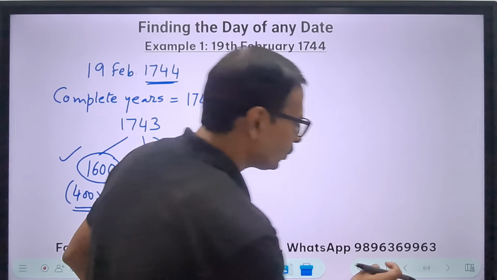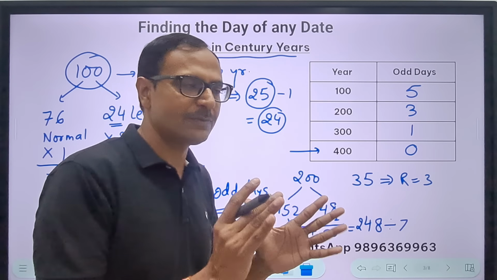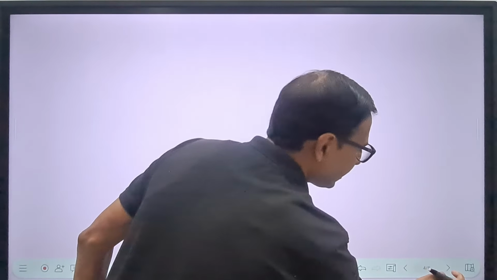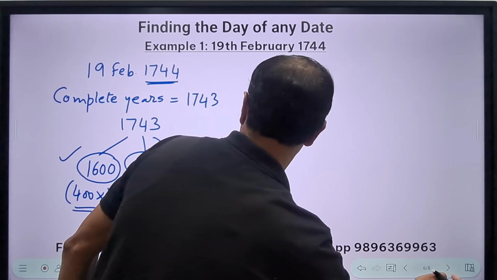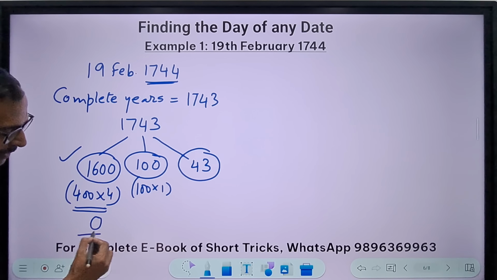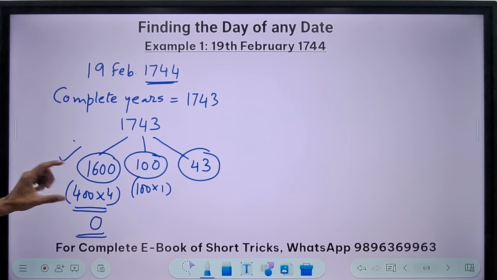For that, I need to go back to the slide in which I told you that 400 years have 0 odd days. So every 400 years will have 0 odd days. So 1600 years, just like we have here, will have 0 odd days. Remember, multiples of 400 will always have 0 odd days. So 0, 0, 0, 0, 4 times is 0 odd days itself.